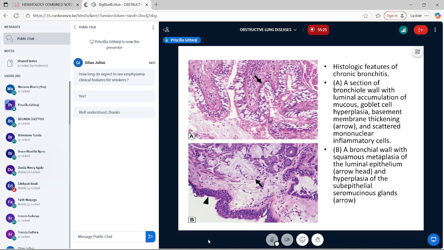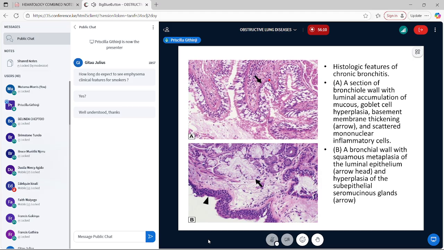So this is just a histologic representation of the same. In the upper image labeled A, this is a section of your bronchial wall, and what you can see in the lumen, I hope you can see my cursor, is this amorphous whitish material, so this is your mucus. And then in this respiratory epithelium, you have these clear cells, and these are your goblet cells. So you have hyperplasia of your goblet cells.